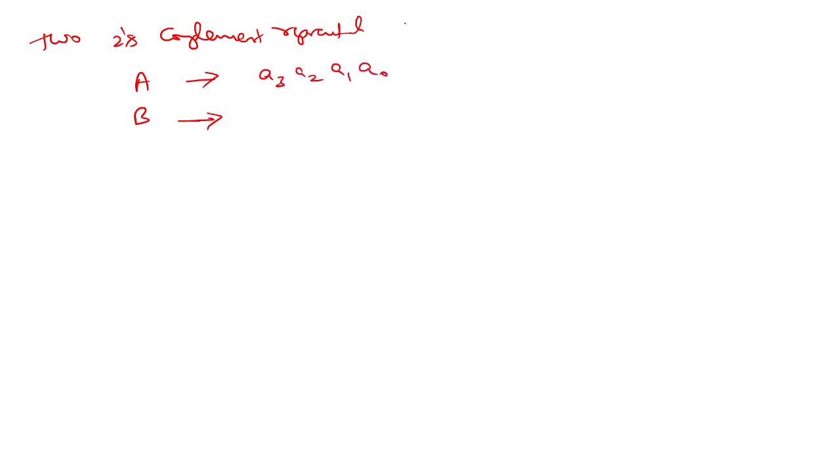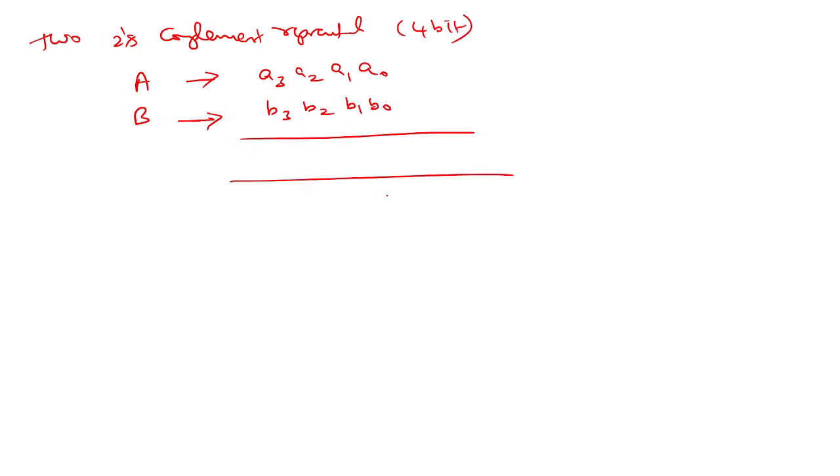Let's say, for example, you have two two's complement representations. One is A, another number is B. This is A3, A2, A1, A0, 4-bit representations. B3, B2, B1, B0. Now, how to detect an overflow is the question. And I am also giving you the result C0, C1, C2, C3, and this is C4, the output carry.